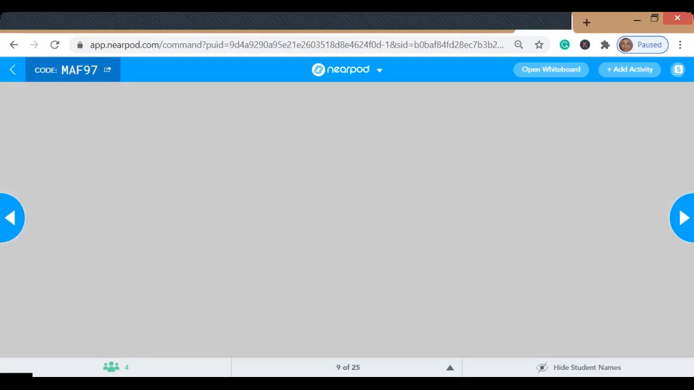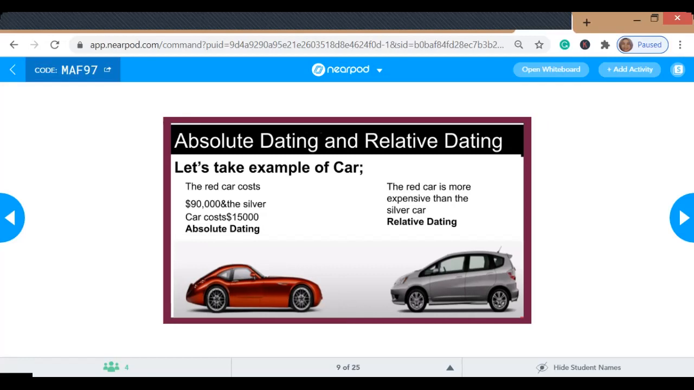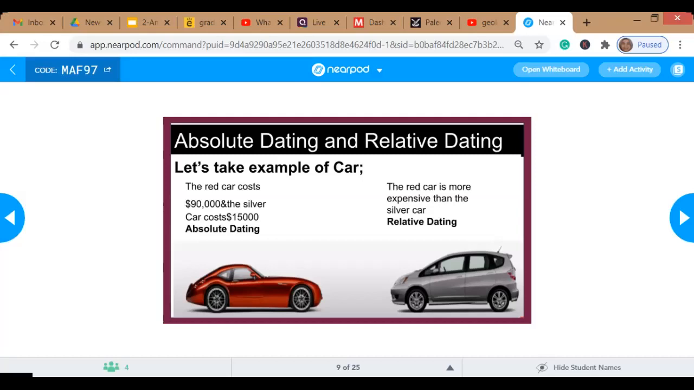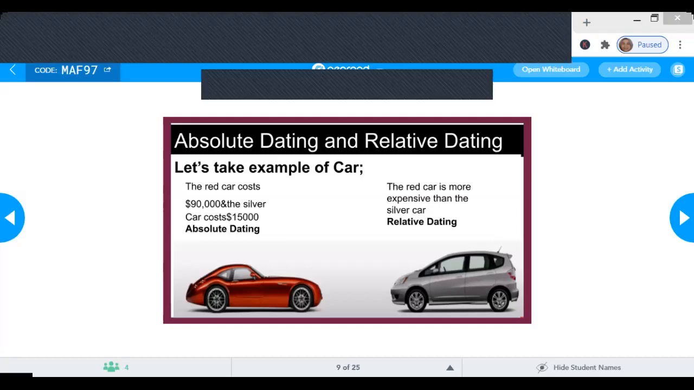So there is one more example to explain absolute dating and relative dating. Let's take the example of cars. Here you can see two cars. One is red and the other is white. The red car costs $90,000 and the silver car costs $150,000. So that is absolute dating, because here you can see the numbers. On the other hand, the red car is more expensive than the silver car. It means we are talking relative dating.